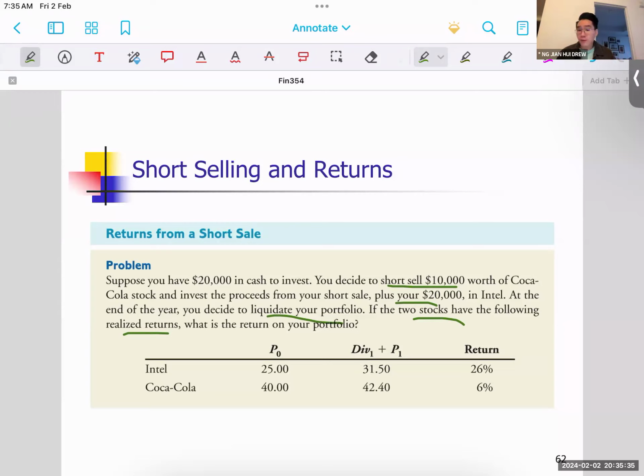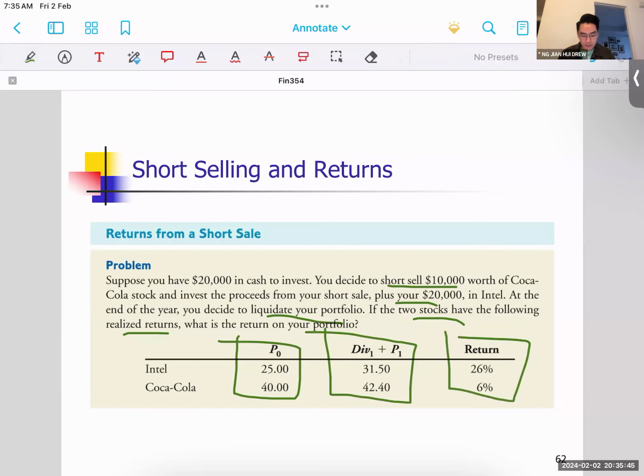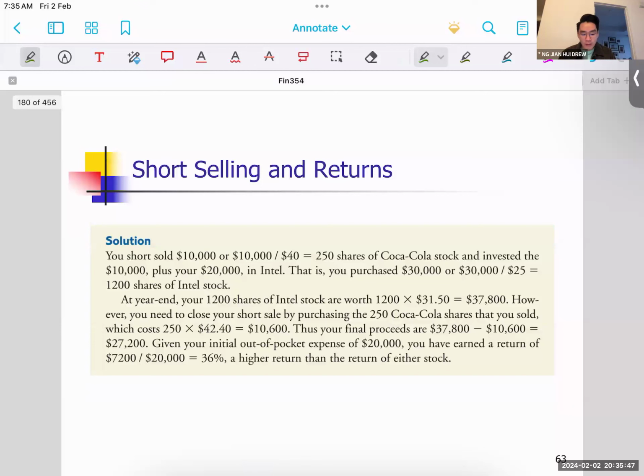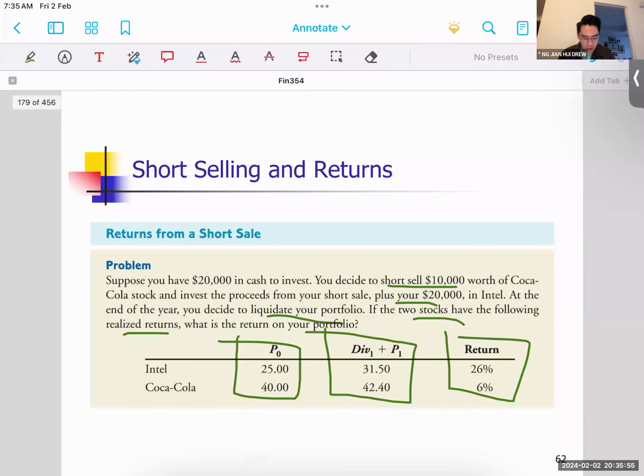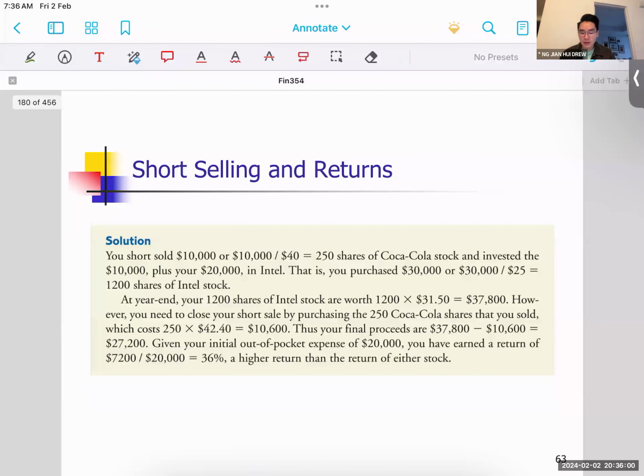A question can come out of 3-4 stocks and they are the same idea, right? So you are given the initial price, this is the ending price, and this is the return. So what happens? When you short sell Coca-Cola stocks, what's the price of Coca-Cola? Coca-Cola at the start is $40. So how many stocks are you going to short sell? You're going to short 250 stocks, right? Because you want to short 10K.